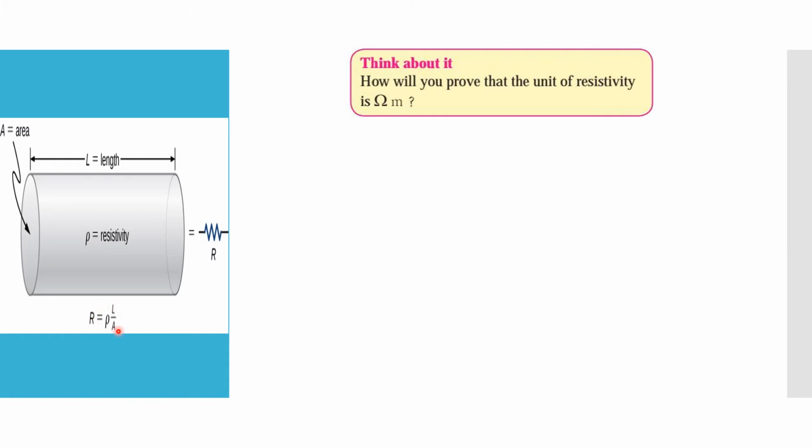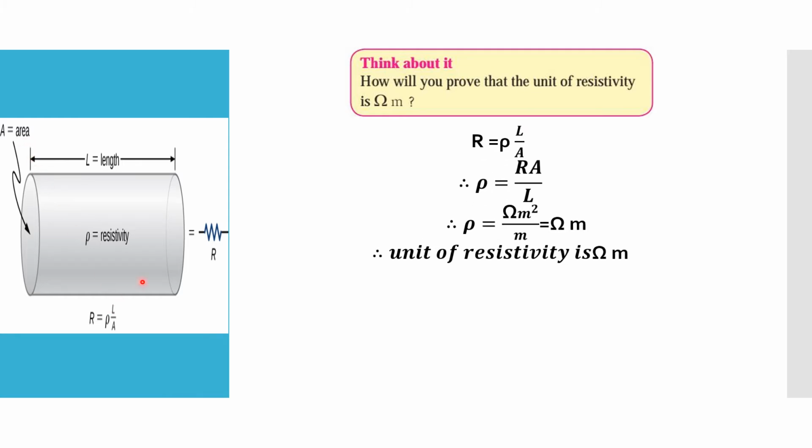By using this formula, we can find out the unit of resistivity. We already know the SI units of resistance, length and area of cross section. The unit of resistance is ohm, unit of length is meter and that of area is square meter. Now, we are going to find the unit for resistivity. Use this formula R is equal to rho into L upon A.